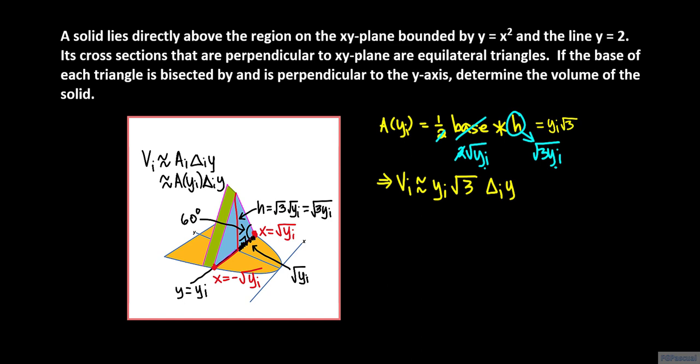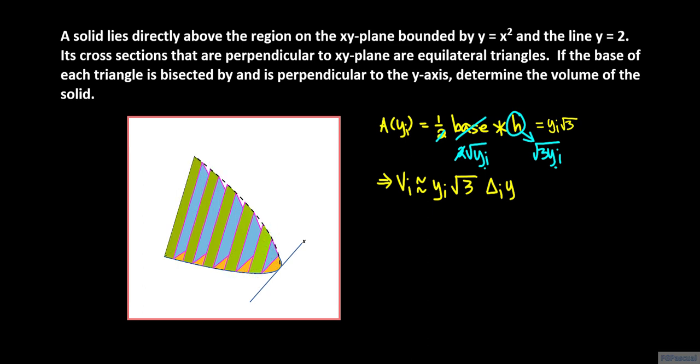Now, V sub i is the approximation for just the ith section. And remember that there are n parallel sections. Therefore, adding the V sub i's, the volume of the solid is approximately equal to the sum from i equals 1 to n of y sub i times the square root of 3 times delta sub i y. This is a Riemann sum for the volume of the solid.